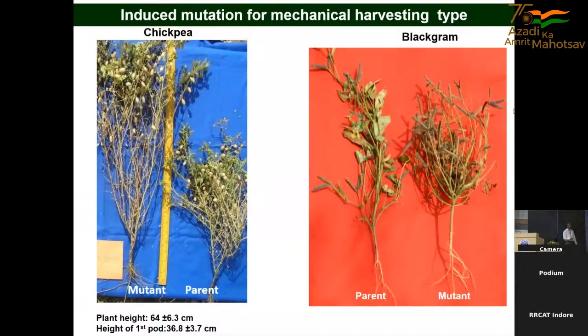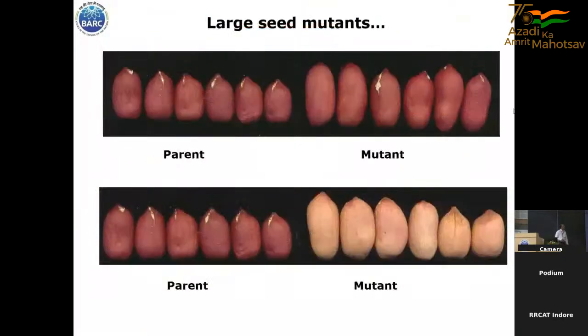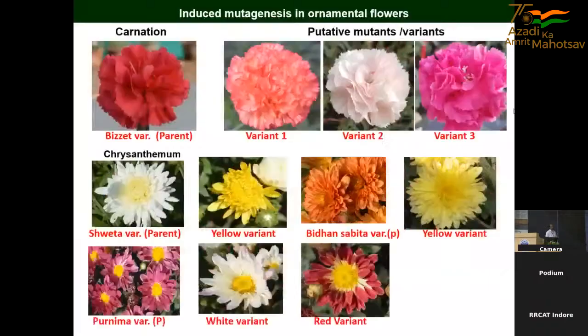So again, here in blackgram also we have altered the plant type. See the phenotype of the parent and the mutant. So the machine can normally cut here without any problem. Such type of altering the plant morphology is also possible in mutation. And you see the change in the pod size and the venations of the pod. These are again some of the pod size variations which we can see from the mutant population. Again, this is an example of small seed and large seed which can be developed through radiation.